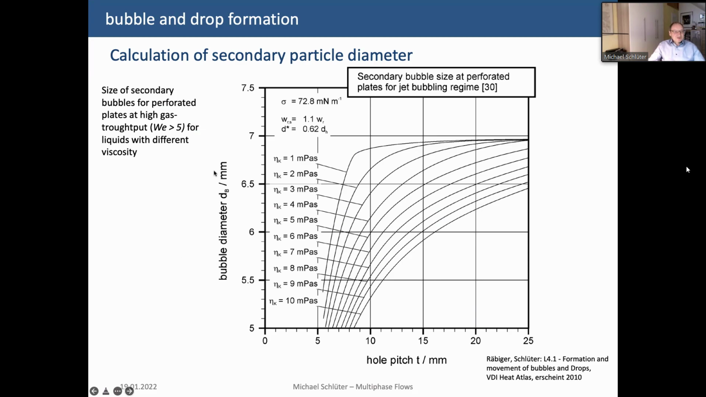So the first point is we talked about these bubble diameters that are important to know. And we already saw this diagram. There are some opportunities to get bubble diameters from the dependency of viscosity and here the hole size and hole pitch. So this was the distance between the holes. There are some correlations and also some graphics like this one here to calculate these bubble diameters.